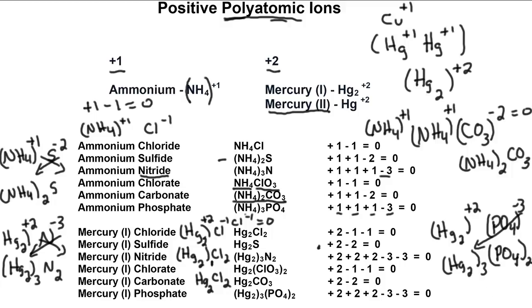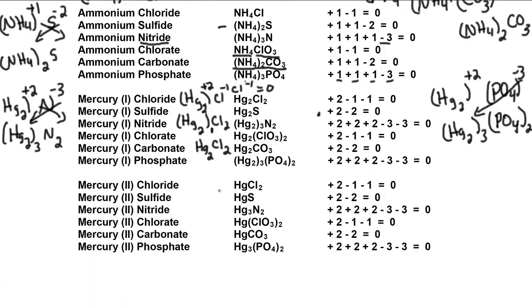So let's look at mercury 2. You see mercury 2 chloride. Hg has a +2 charge. Chloride has a -1 charge. So mercury 2 chloride, I need another one of those chlorides to get to 0, so that's going to be HgCl2, mercury 2 chloride. Mercury 2 sulfide, well, that's just Hg with a +2 charge because I only have one of those mercuries. And sulfide has a -2 charge, +2 -2 equals 0, so therefore HgS.